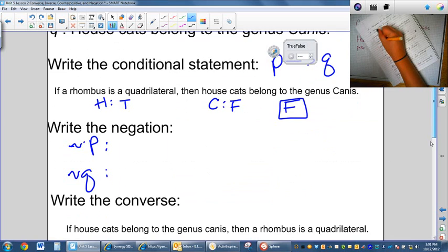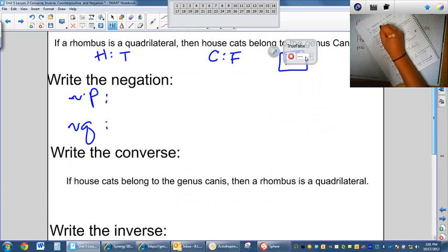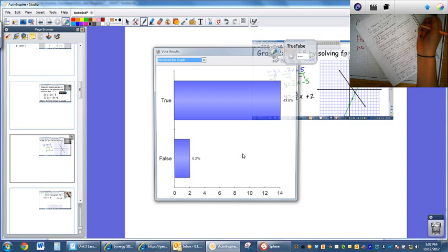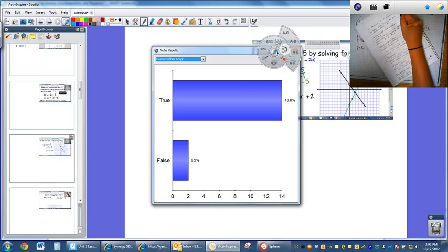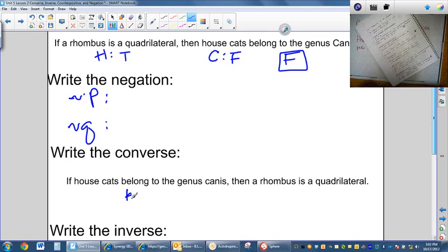Let's take a look at the converse. Please go ahead and click in your answer for the converse. You have 10 seconds. Is the converse true or false? If house cats belong to the genus Canis, then a rhombus is a quadrilateral. You have 4, 3, 2, 1. True. The hypothesis is false. The conclusion is true. If false, then true. It's true.